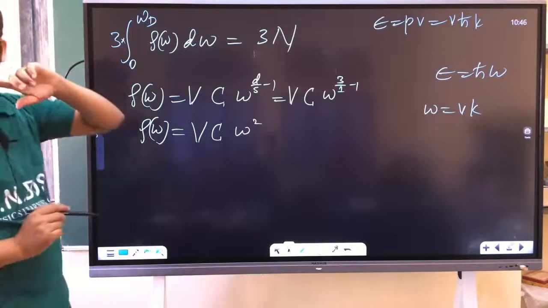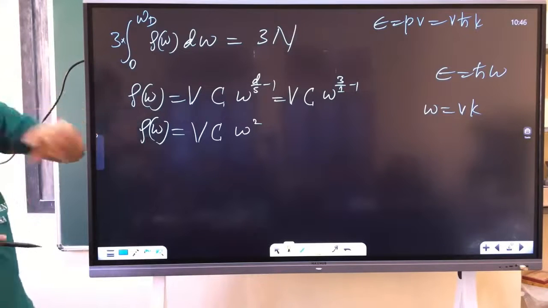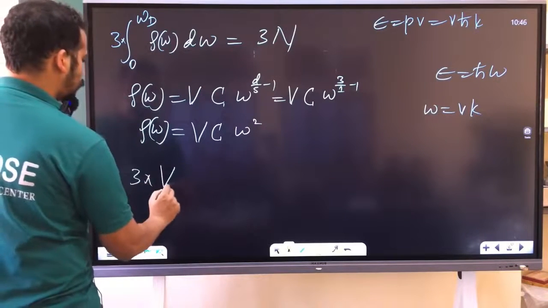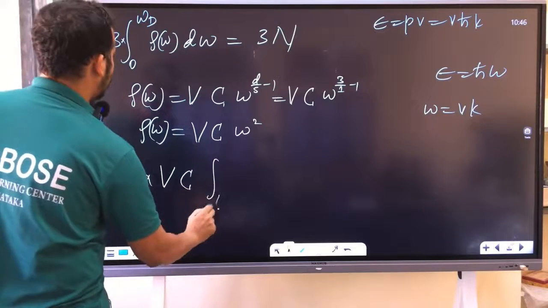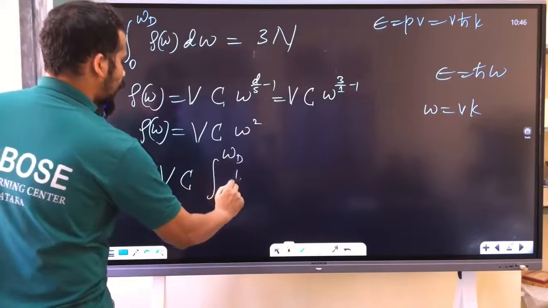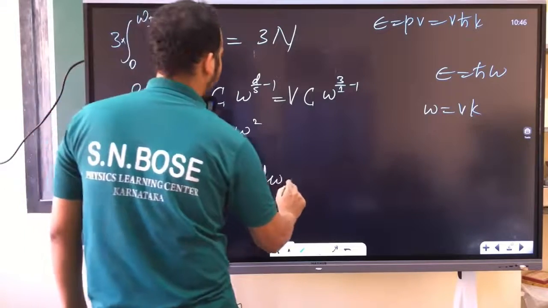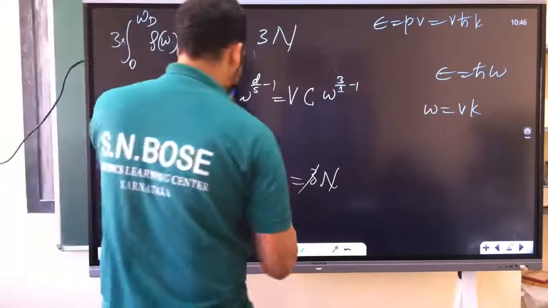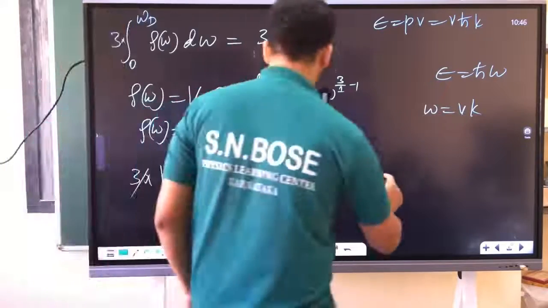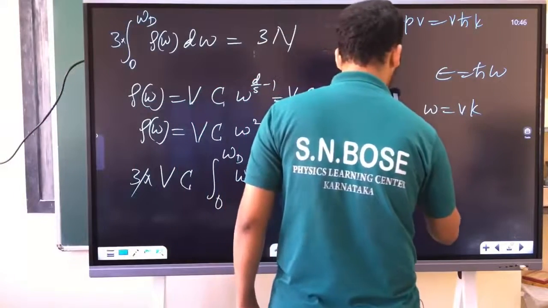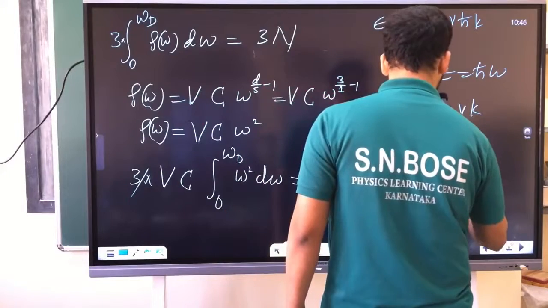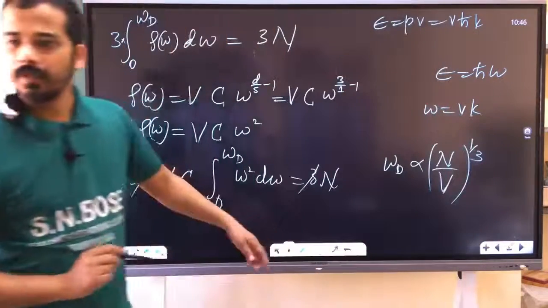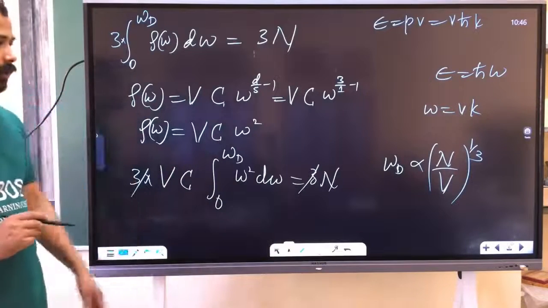Anything missing? So keep track, okay? 3 into volume term comes outside, constant comes outside, 0 to omega d, omega square d omega, that's equal to 3 into n. This 3 got cancelled. Okay, I need omega cube by d, isn't it? That means omega d is proportional to n by v whole power 1 by 3. Am I right or not? Can you check that out? Right, am I right?